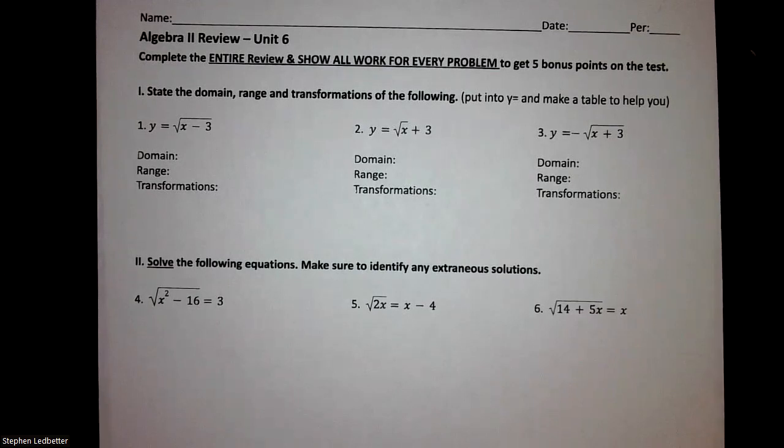All right, this is the Algebra 2 unit review. It's the Algebra 2 review for the Unit 6 test. All right, so it says here, state the domain, the range, and transformations of the following. Put into y equals and make a table to help you.